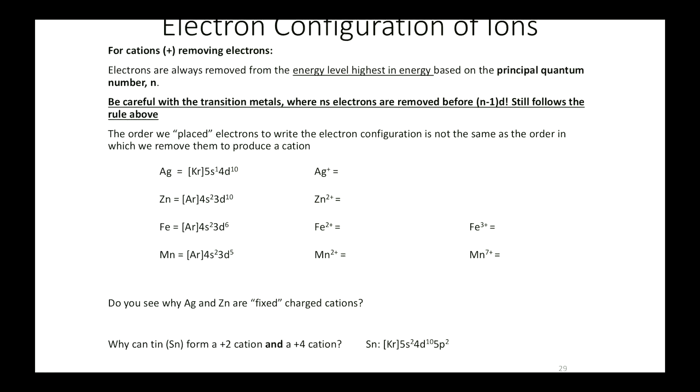So hopefully you can see here, the most likely place to make silver a cation would be that 5s electron. So we're just left with krypton 4d10. If you remember, silver has an anomalous electron configuration. Silver is also one of our fixed charge cations. Silver only exists as silver plus.